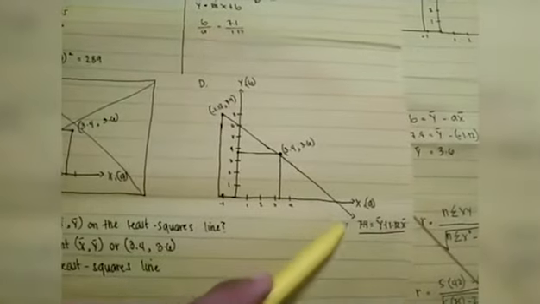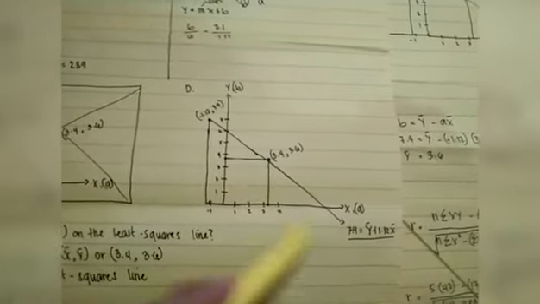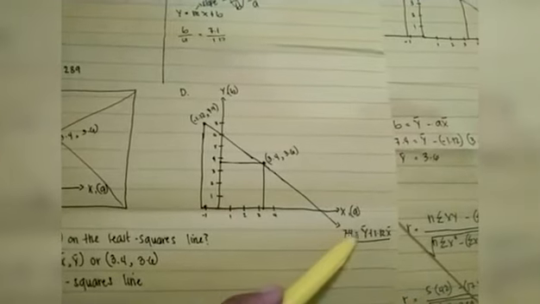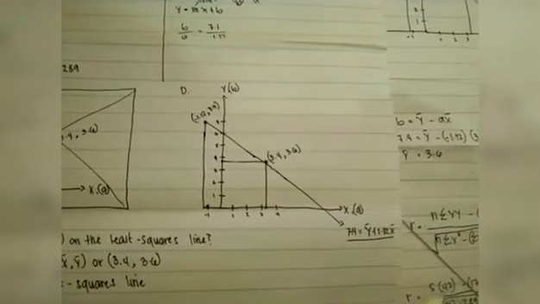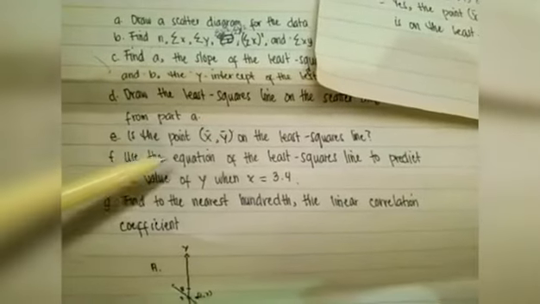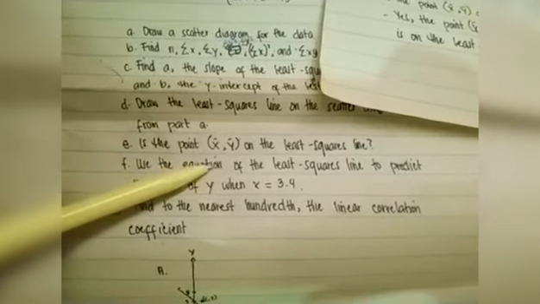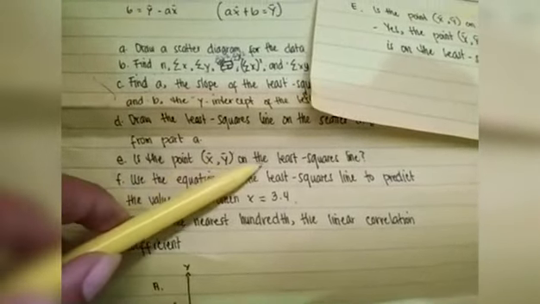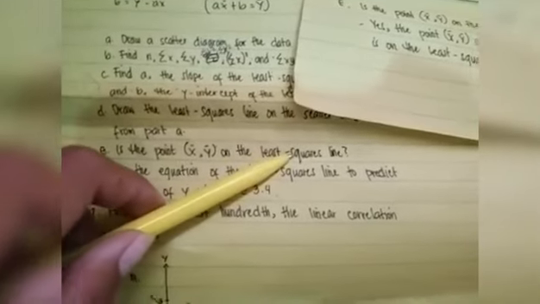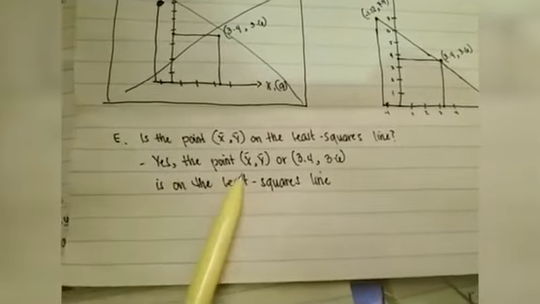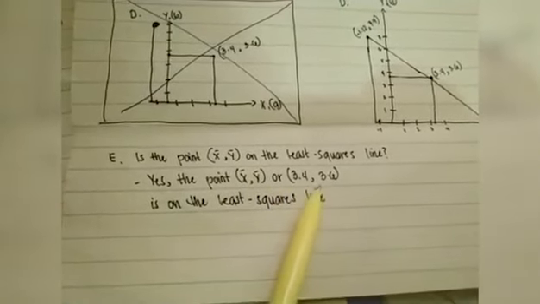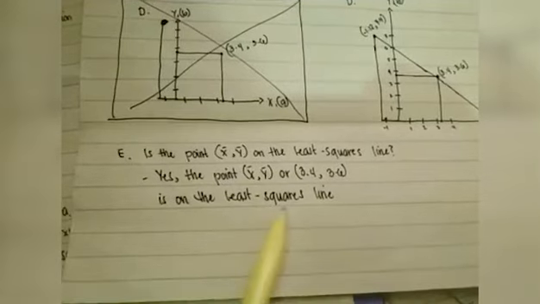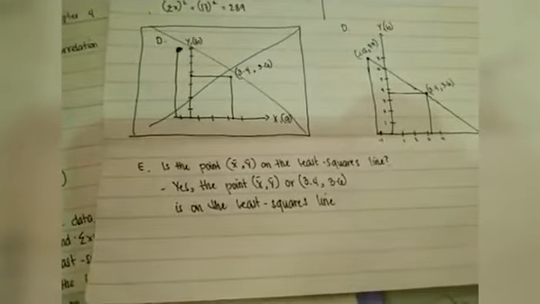So, ang line na ito is ito yung 7.4 is equals to mean of y plus 1.12 mean of x. Step E. Is the point mean of x and mean of y on the least squares line? So ang sagot dyan is yes. The point mean of x and mean of y, or 3.4 and 3.6, is on the least squares line. So yun po yung sagot natin.